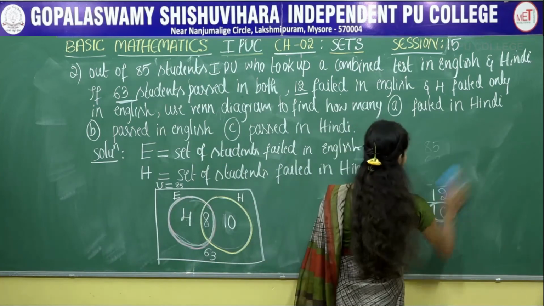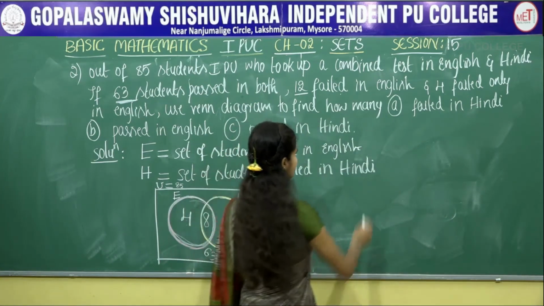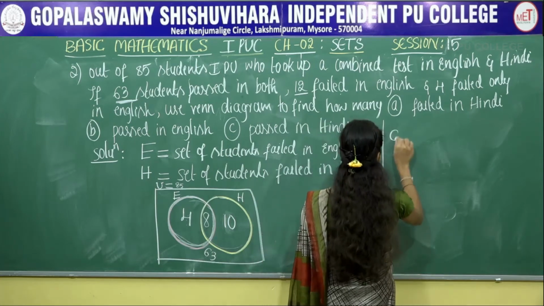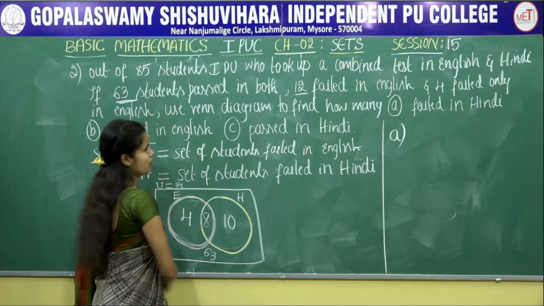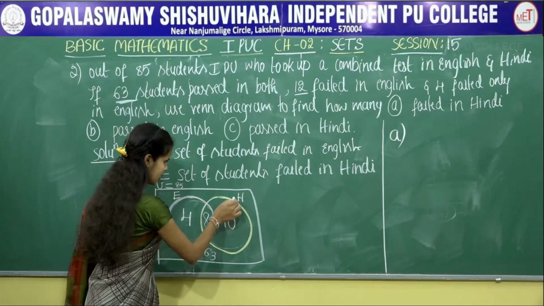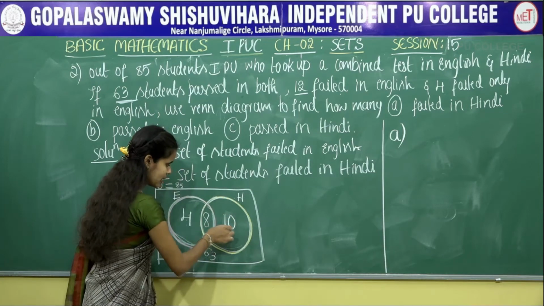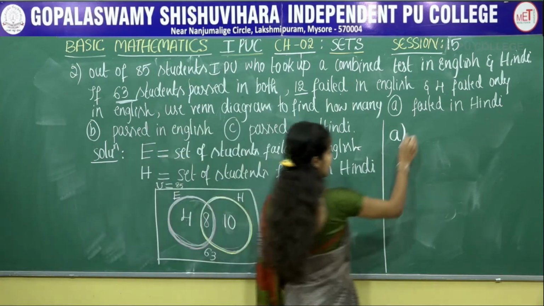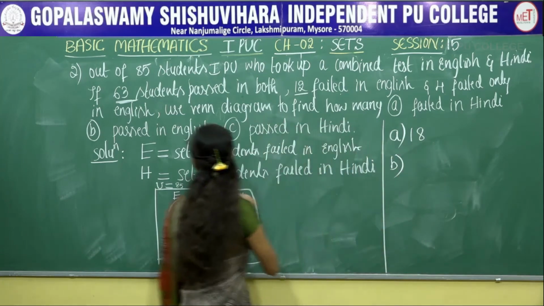Now, first sub question, A: the number of students who failed in Hindi. That is 10 plus 8, 18. So next, second sub question.